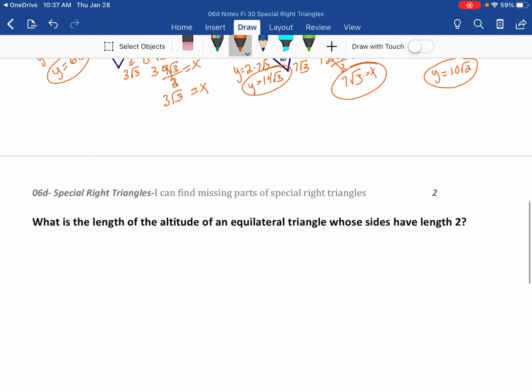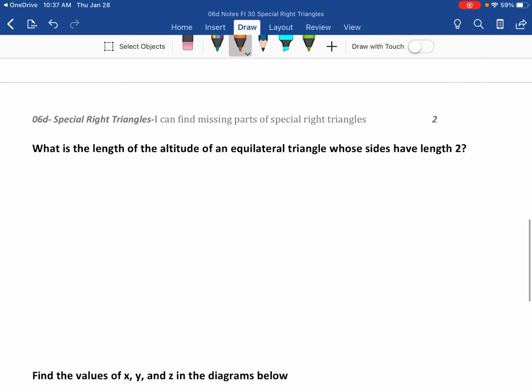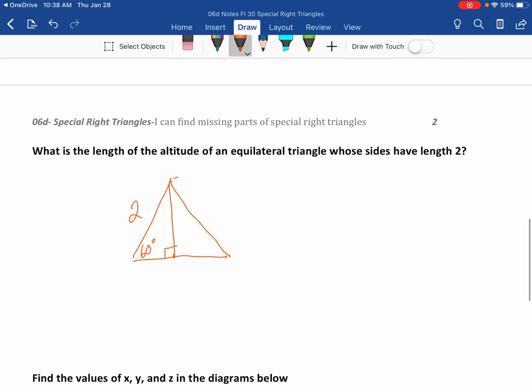All right, on to a couple more examples. So next question is, what is the length of the altitude of an equilateral triangle whose sides have length 2? So I draw out my equilateral triangle. Okay. I have to know a couple things. I have to know what an equilateral triangle is. I have to know what an altitude is. So this is my altitude.